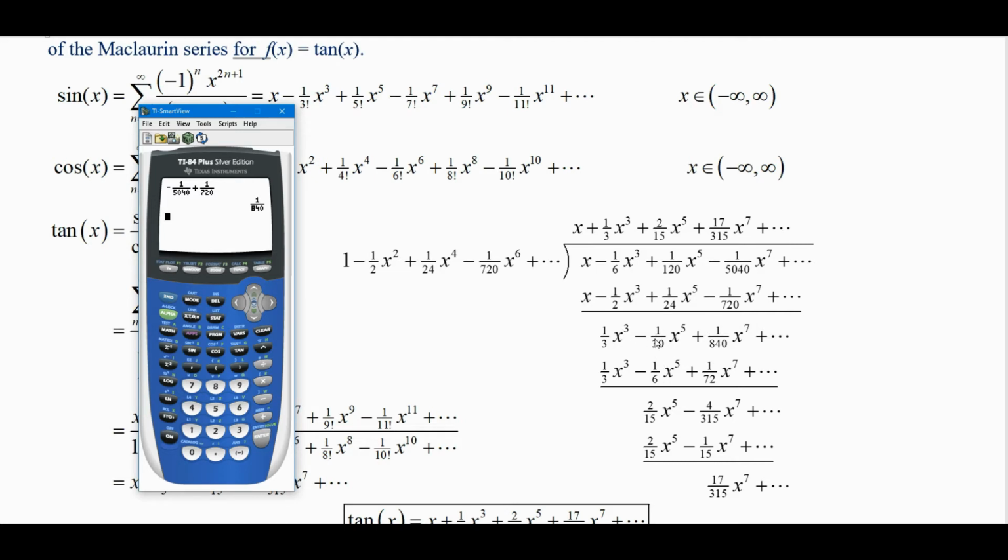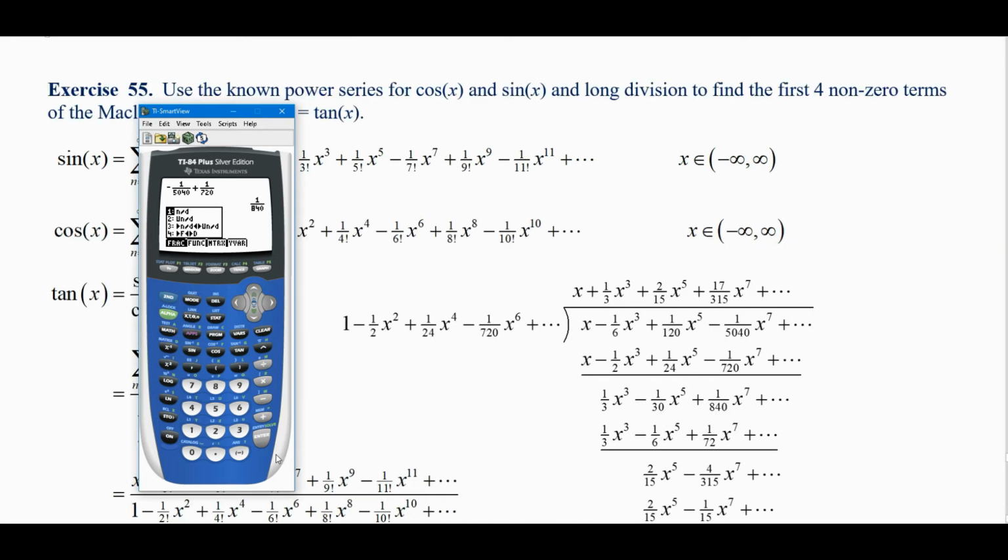Subtract, this is 0. I think I can do this one in my head. Negative 1/30 plus 1/6, this is 5/30 minus 1/30 is 4/30, which reduces to 2/15. Let me just go ahead and do this one with the calculator here. It is 1 over 840 and then minus 1 over 72. Of course, we could get a common denominator here and do this.